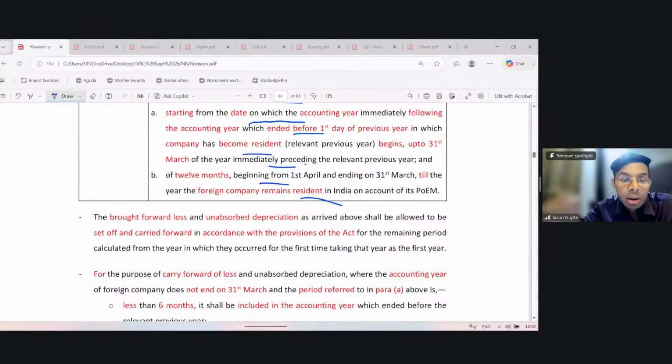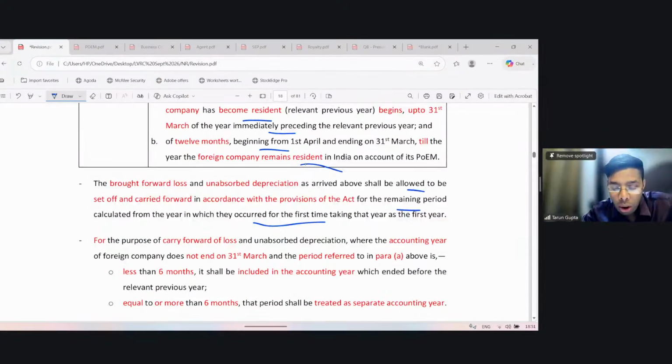It says the brought forward loss and unabsorbed depreciation as arrived above shall be allowed to be set off and carried forward in accordance with the provisions of this Act for the remaining period calculated from the year in which they occur for the first time, taking that year as the first year. So you know the benefit of set off is allowed for 8 years. But that 8 years has to be counted from the first year when such loss was incurred by the company in the foreign country.